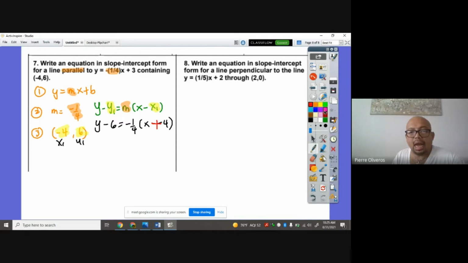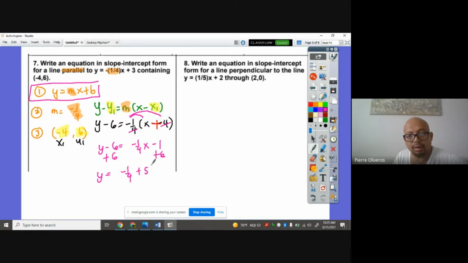Okay. And I will distribute the negative 1/4 there. That will give me y minus 6 equals negative 1/4 x. Negative 1/4 times 4, if I have 4 quarters, the answer will be negative 1, or this just cancels out. And then I'm going to add 6 because I need to find the slope intercept form of that. That gives you y equals negative 1/4 x plus 5. And that's the equation. Very easy, right?